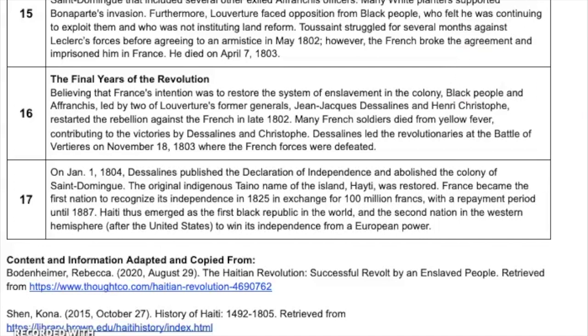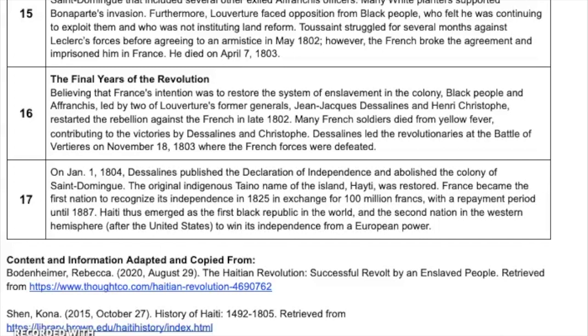So paragraph 15 tells us that in December 1801, Napoleon Bonaparte, wishing to maintain control of the island, attempted to restore the old regime and French rule by sending his brother-in-law, General Charles Leclerc, with an experienced force from Saint Domingue that included several other exiled Affranchise officers. Many white planters supported Bonaparte's invasion.